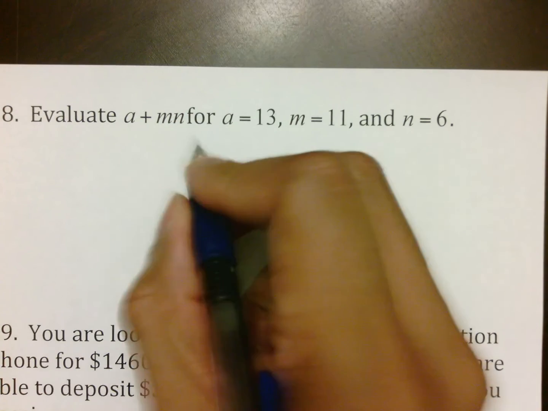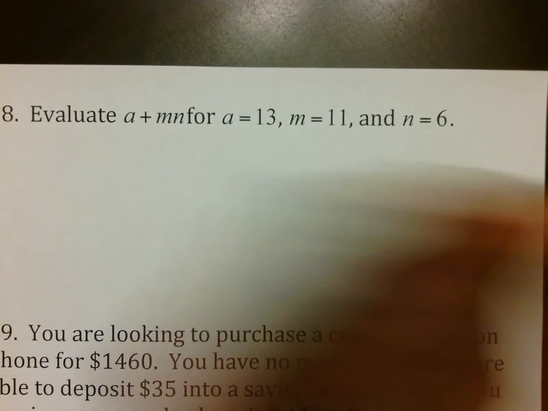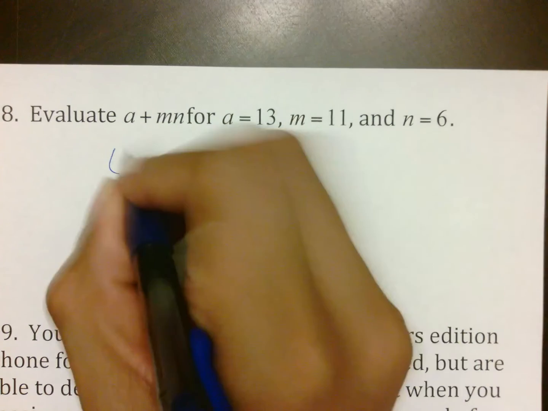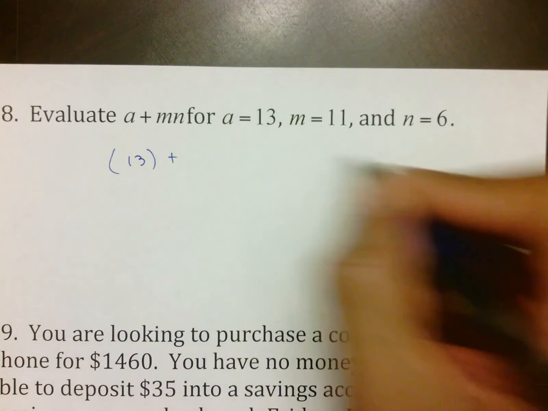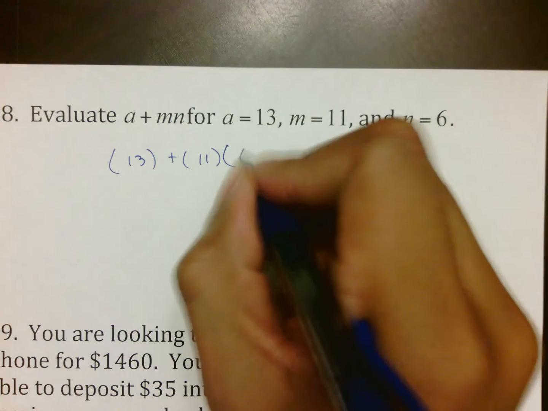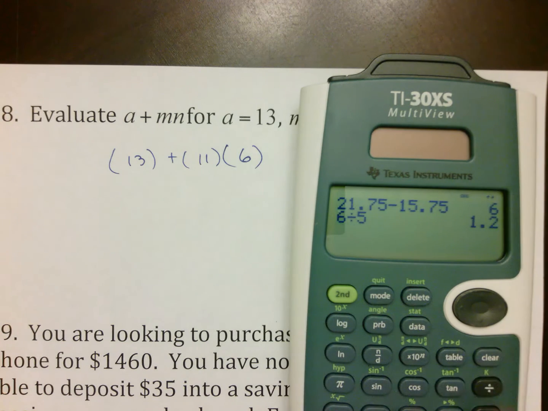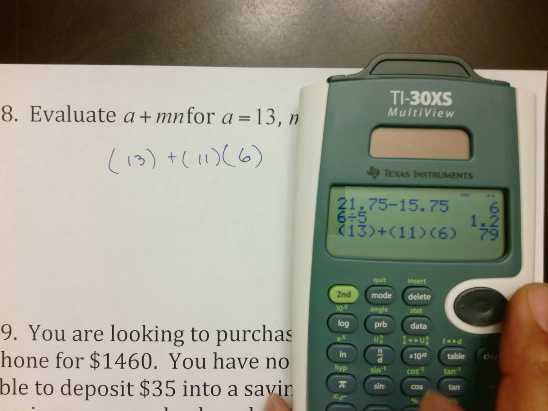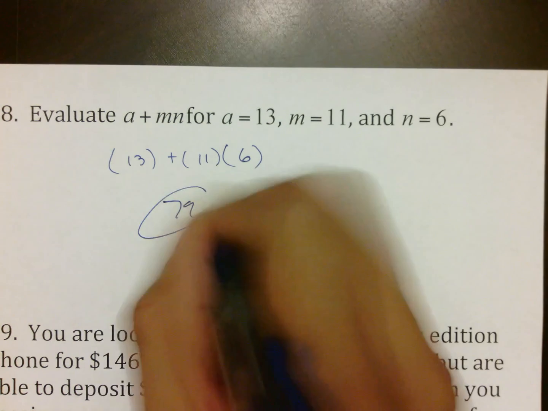This one is calculator work. Evaluate a plus mn for a equals 13, m equals 11, n equals 6. That just means do what I've taught you to do, which is turn every letter into a number using parentheses. M is 11, n is 6. And just type it in, parentheses 13 plus parentheses 11 parentheses 6, close. You end up with 79.